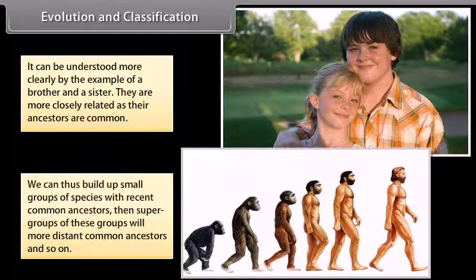We can thus build up small groups of species with recent common ancestors, then supergroups of these groups with more distant common ancestors, and so on.